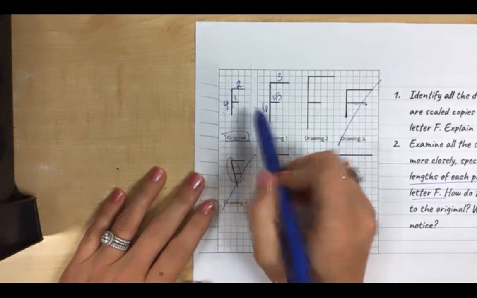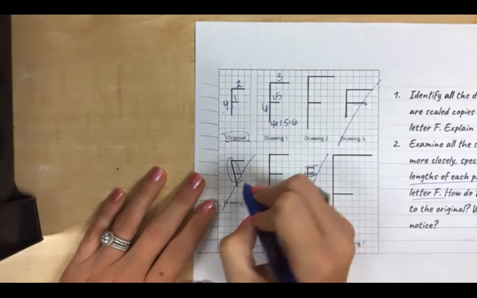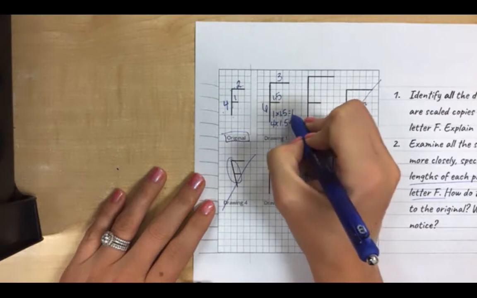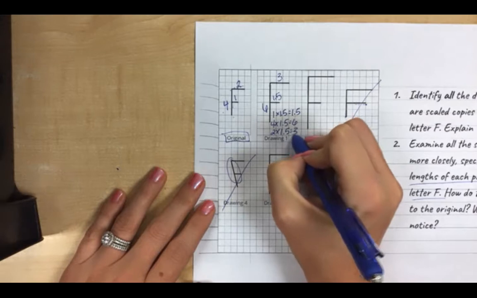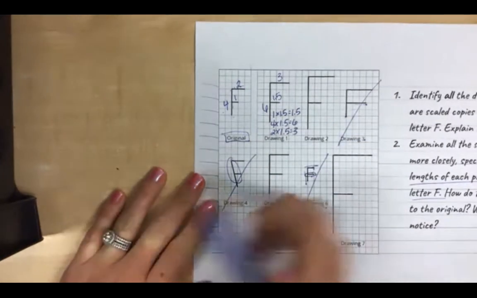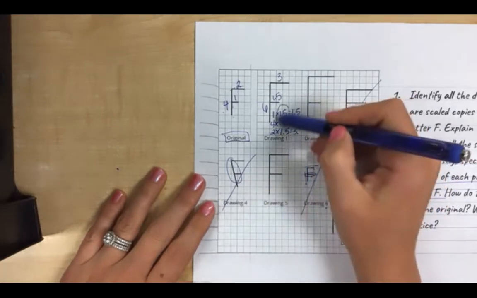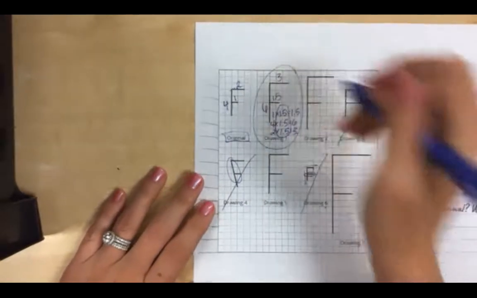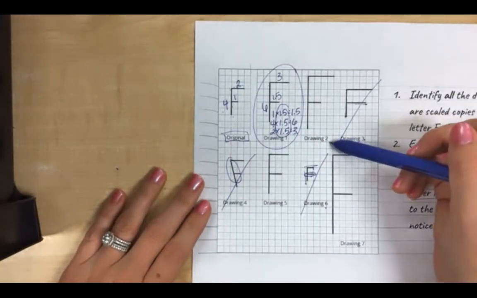Well, is 4 times 1.5, does that give me 6? Yes, it does. Because we know that 1 changed to 1.5. Does 2 times 1.5 give us 3? Yes, it does. Half of 2 is 1, so 2 plus 1 is 3. So all of these change the same amount. So drawing 1 is a scaled copy. Drawing 2, let's look at it.